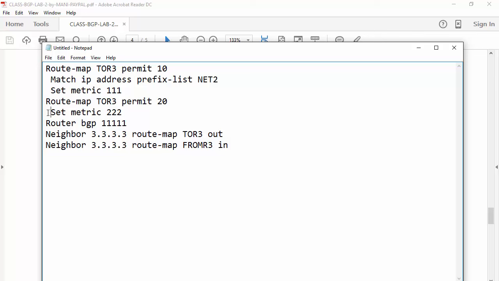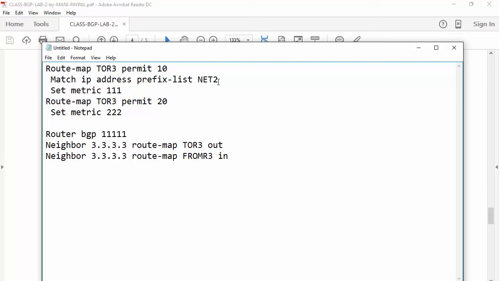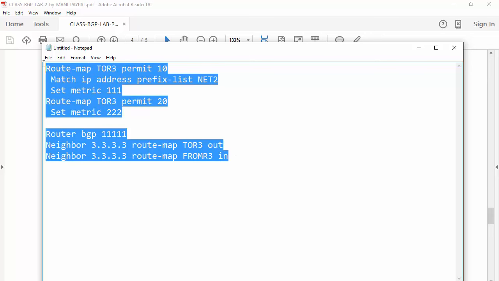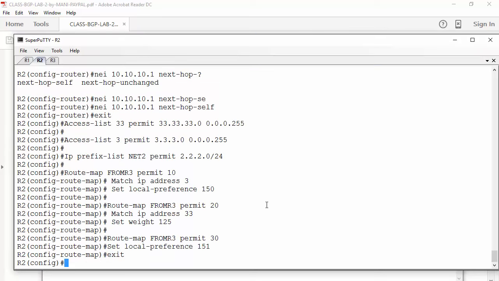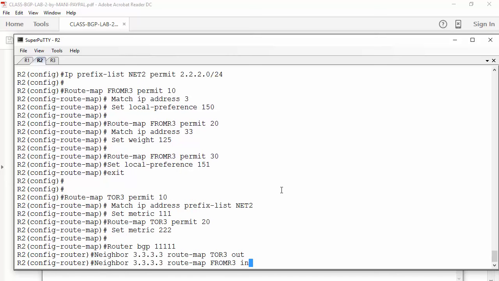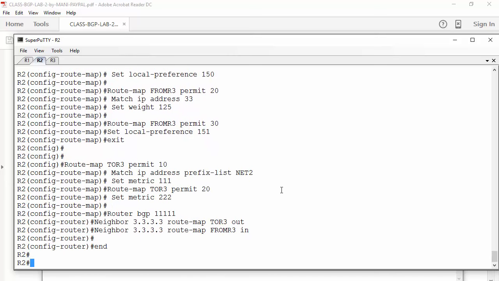Okay, so far good. Okay guys, so that's good. So here we already defined what is net2. So let's put these commands on router 2, exit. Okay, so commands are big.